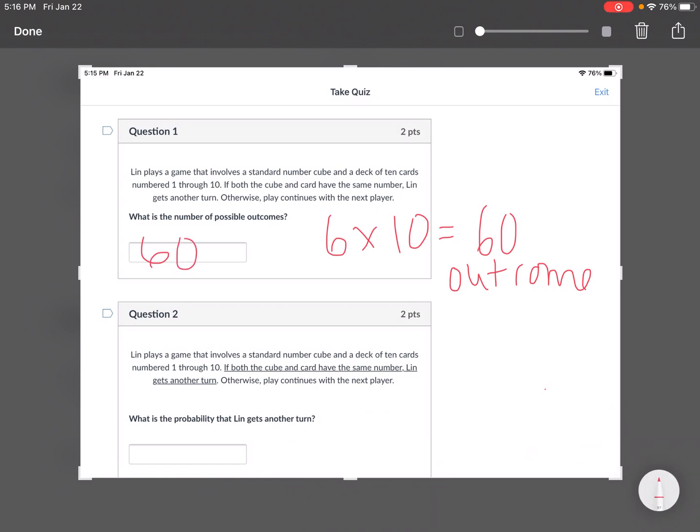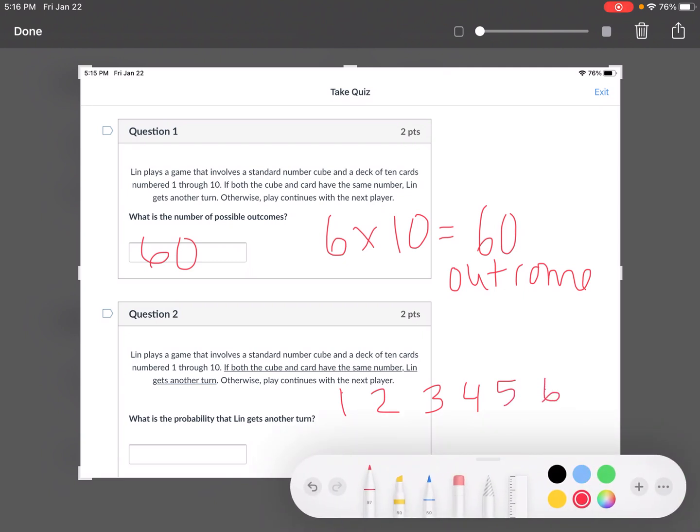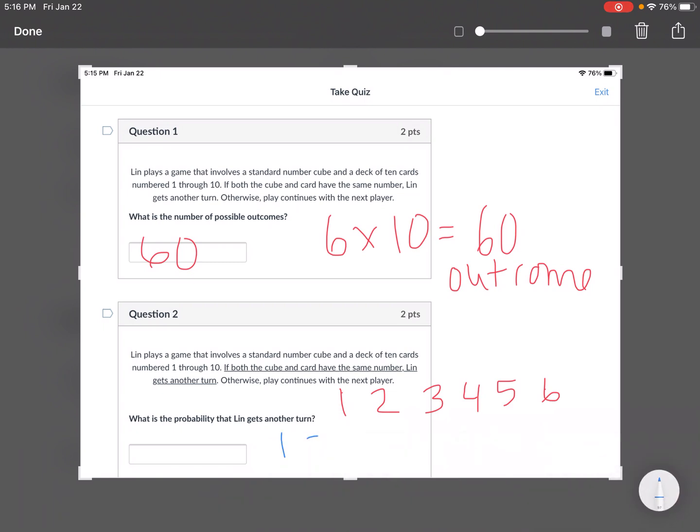For the next one, it says, if both the number cube and the card have the same number, Lynn gets another turn. Well, for this one, I'm going to list off my sample set, or my sample space. So I should have 1, 2, 3, 4, 5, 6 for the cube. And then for the cards, I would have 1, 2, 3, 4, 5, 6, 7, 8, 9, 10. That would be my sample space. So if I get both the card and the cube, I get another turn. So I'm looking for an instance where both happen.